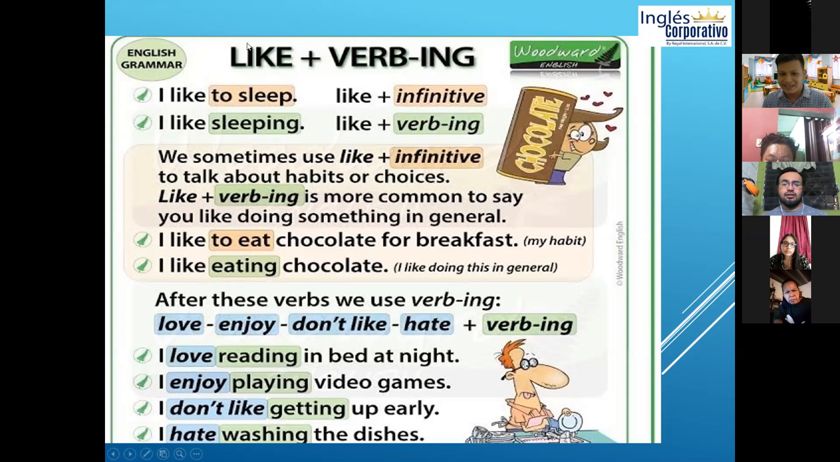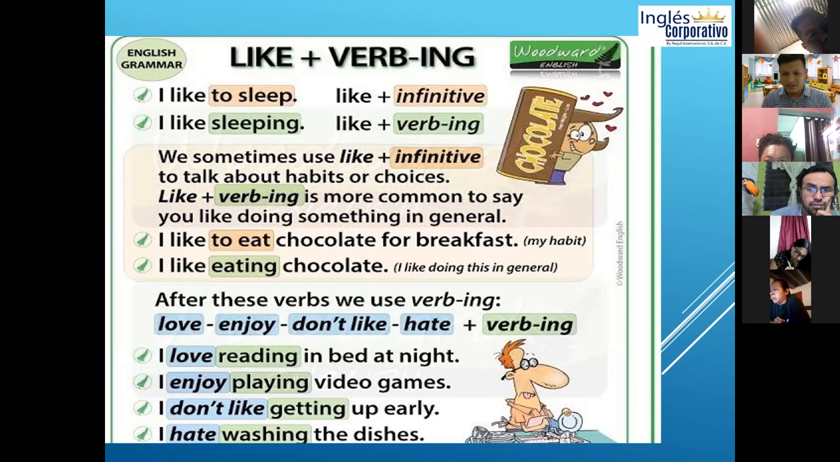exclusivamente con like, love, enjoy, don't like or dislike, hate. We're gonna add ing if we're gonna have a verb after this. Si encontramos un verbo después de estos verbos, valga la redundancia, vamos a poner el que le prosigue con ing. Porque muchas veces we don't understand what the American people said. Porque no sabemos algunas cositas sencillas como esta.